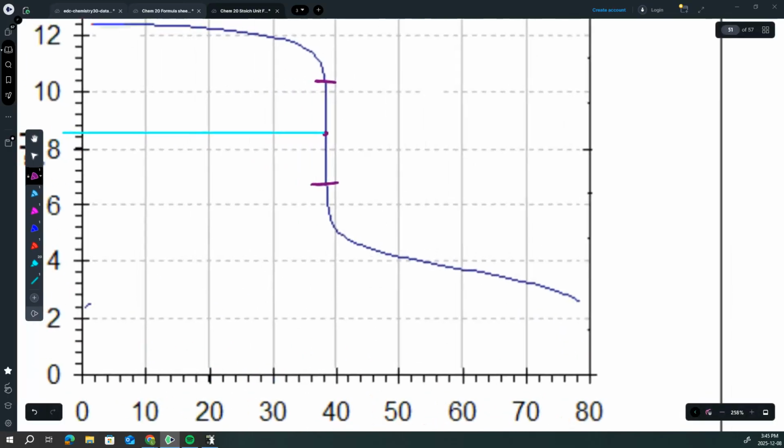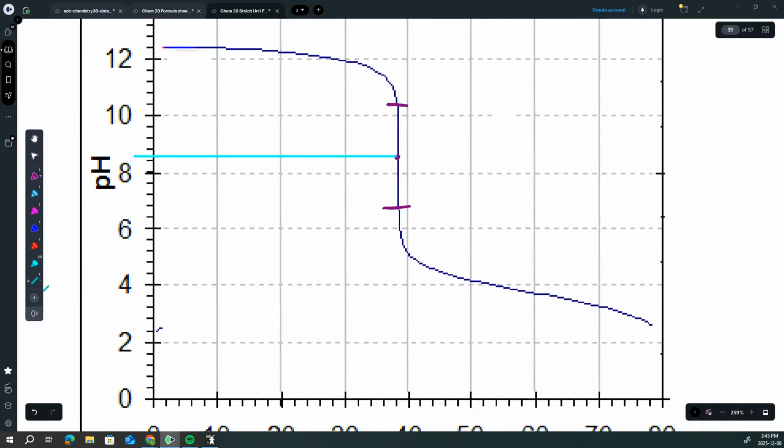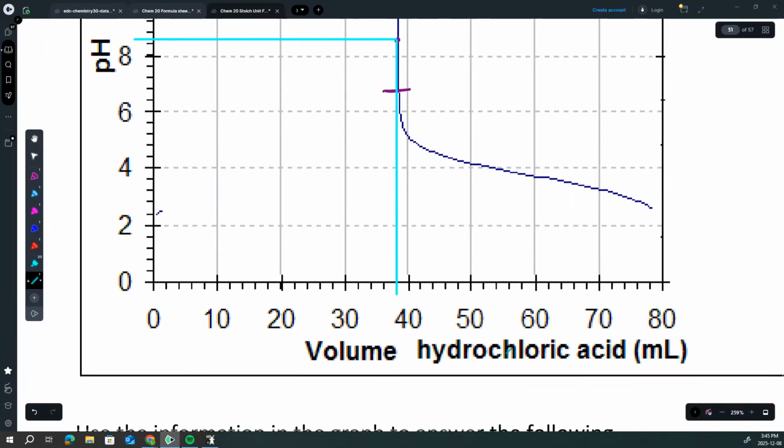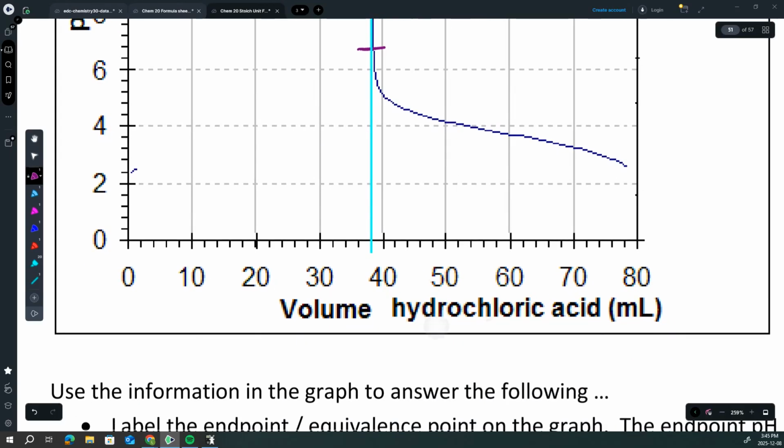With the equivalence point volume, let's draw another line just going down. So this one's a bit easier. That's going to be at 38 milliliters.